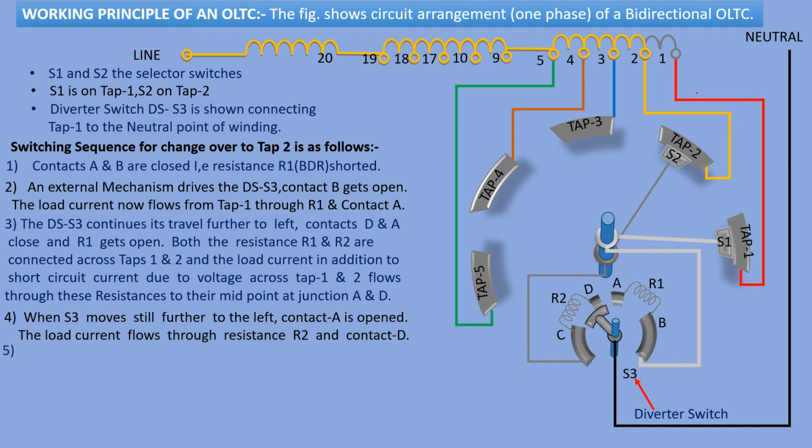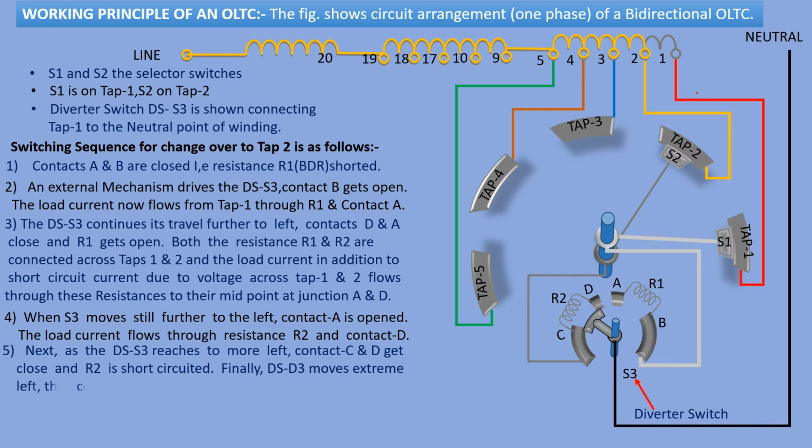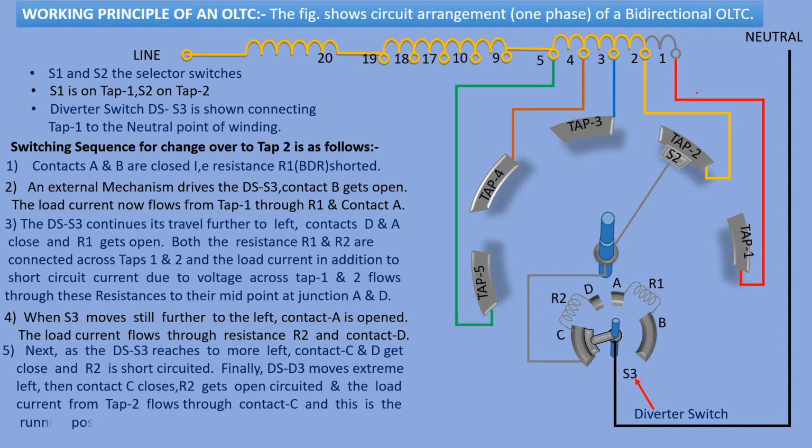5. Next, as the DS-S3 moves further left, contacts C and D get closed and R2 is short circuited. Finally, as DS-S3 moves to the extreme left, contact C closes and R2 gets open circuited. The load current from tap 2 flows through contact C, and this is the running position of tap 2. Follow the steps for a few more tap changes shown in the animation.